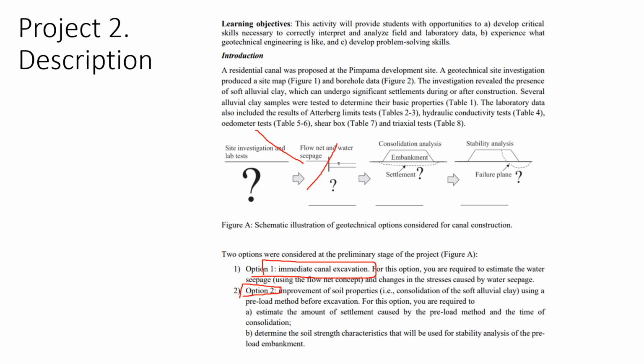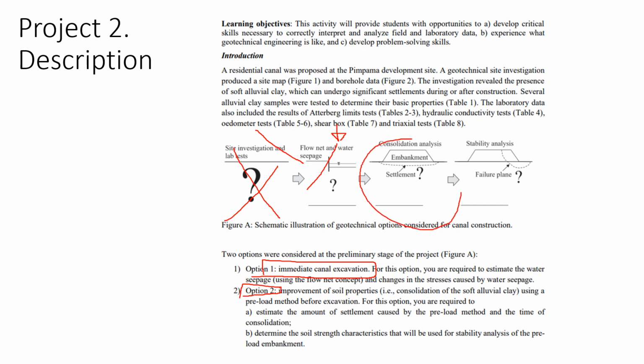There are 4 parts of the project. The first is site investigation, something similar to project number 1, but not as much as we did before. Then we're going to analyze water flow before or during the excavation, so you are going to practice flow net drawings and analysis.